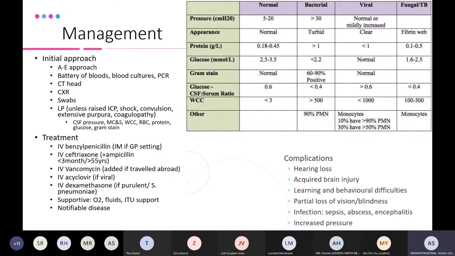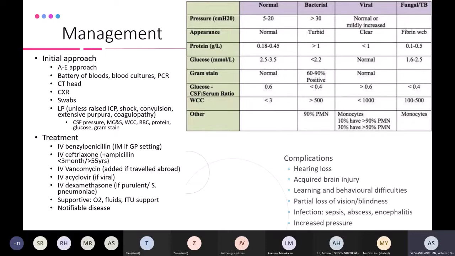Okay, and then treatment. Key one, especially if you're in a GP setting, is benzylpenicillin. Give them IM, and you can give it IV in hospital. IV ceftriaxone, and in certain age groups, so less than 3 months, and if they're older than 55 years, you can also add on ampicillin.